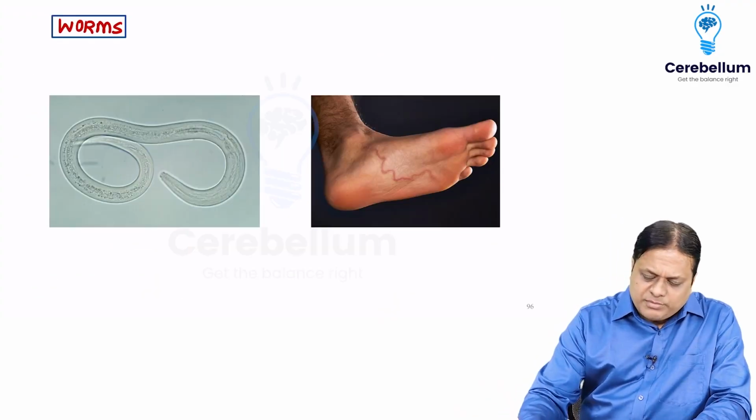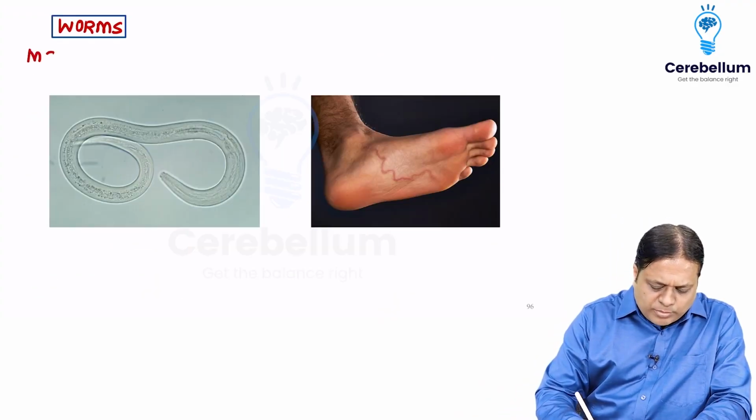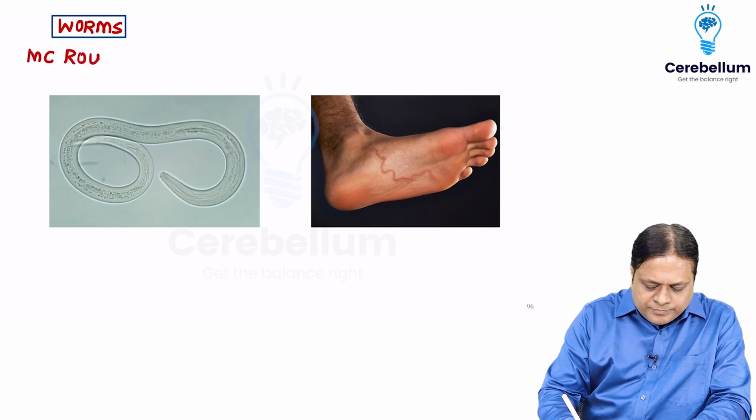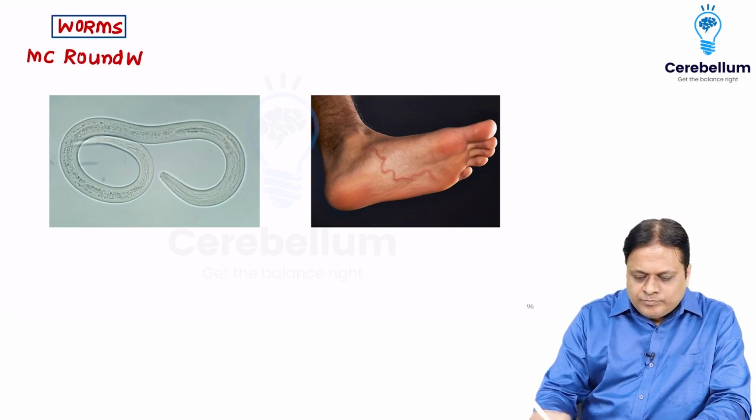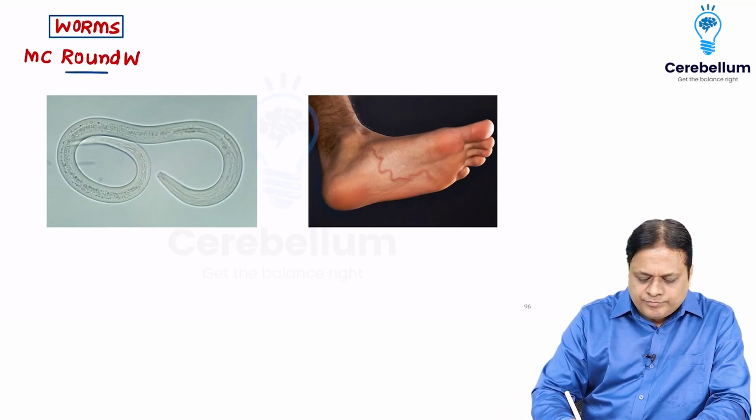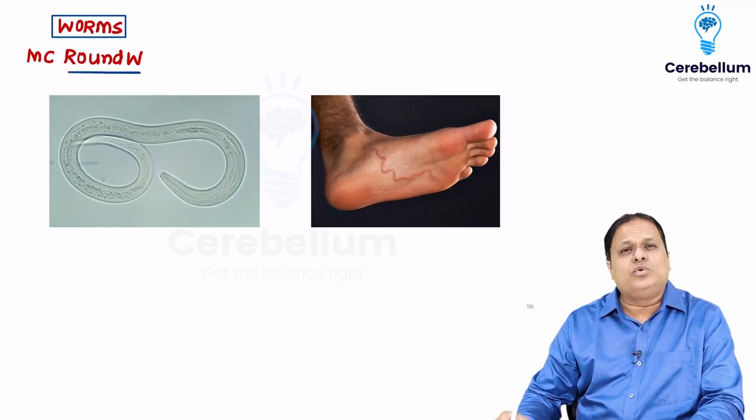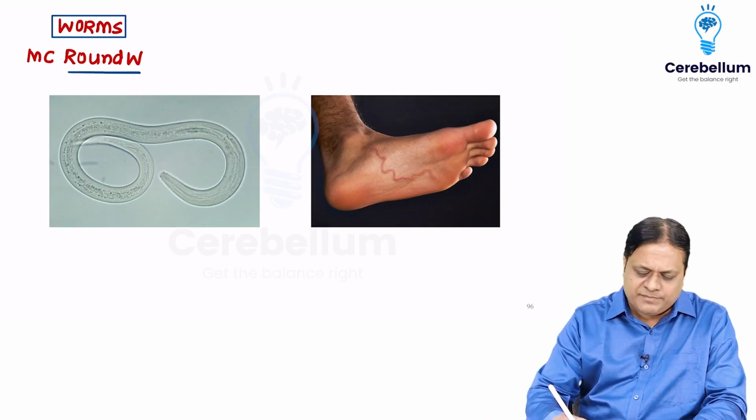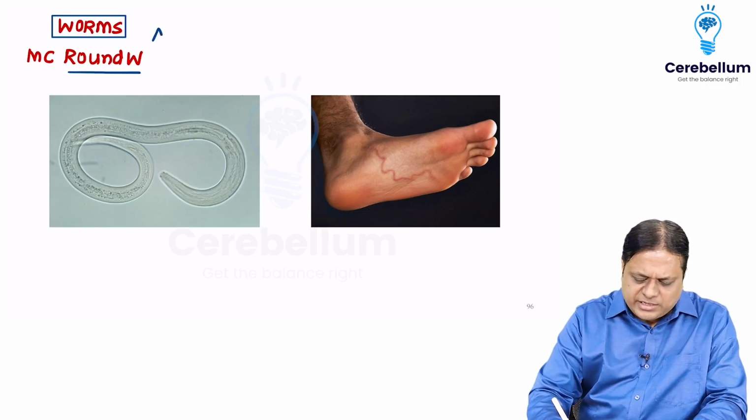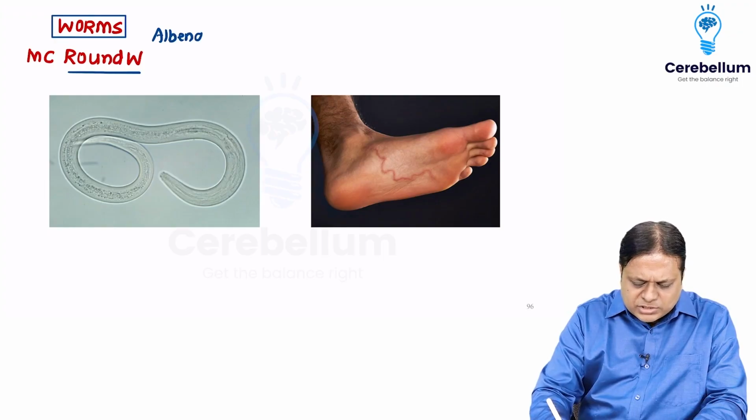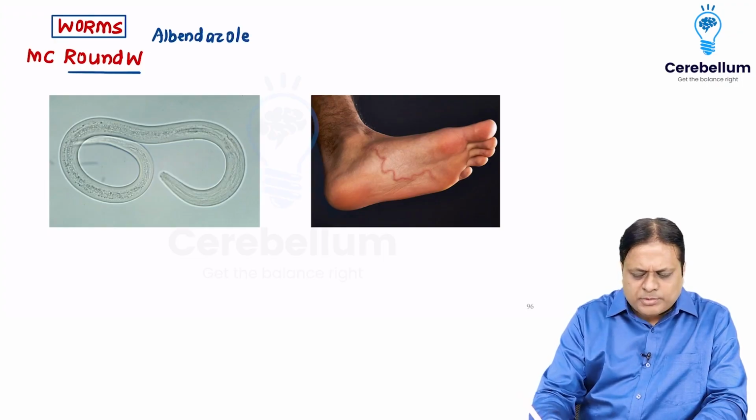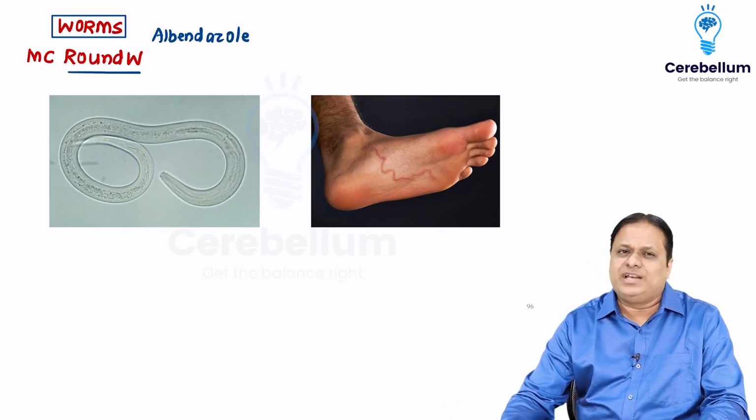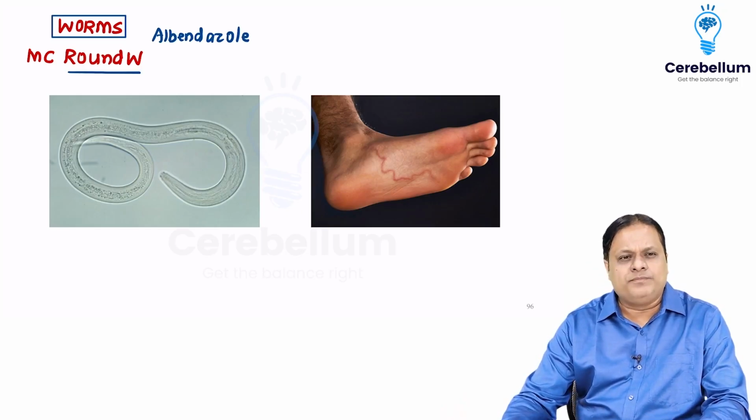When we look at worm infestation, the most common in India has been roundworm. Feco-oral route of transmission, Ascariasis, Ascaris lumbricoides is the causative agent, and its drug of choice is albendazole. Most common because 70% of the population is affected with that, but generally we don't face any problem.